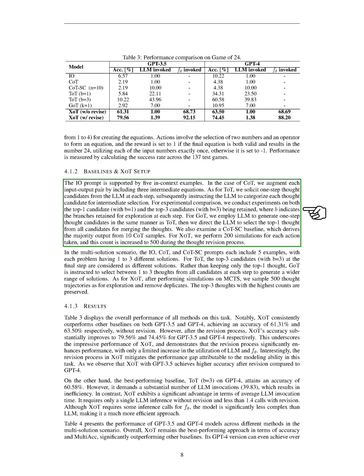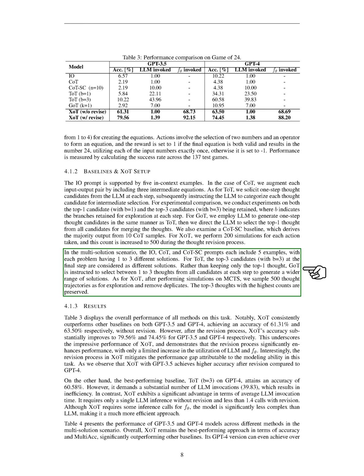For GOT, we used the language model to generate one-step thought candidates in the same way as TOT. Then we directed the language model to select the top 1 thought from all candidates for merging the thoughts. We also examined a COT-SC baseline, which derives the majority output from 10 COT samples. For XOT, we performed 200 simulations for each action taken, and this count is increased to 500 during the thought revision process.